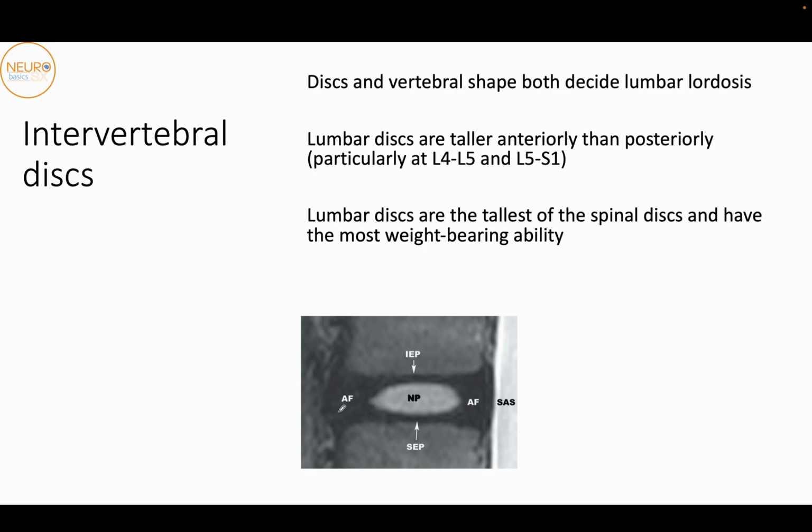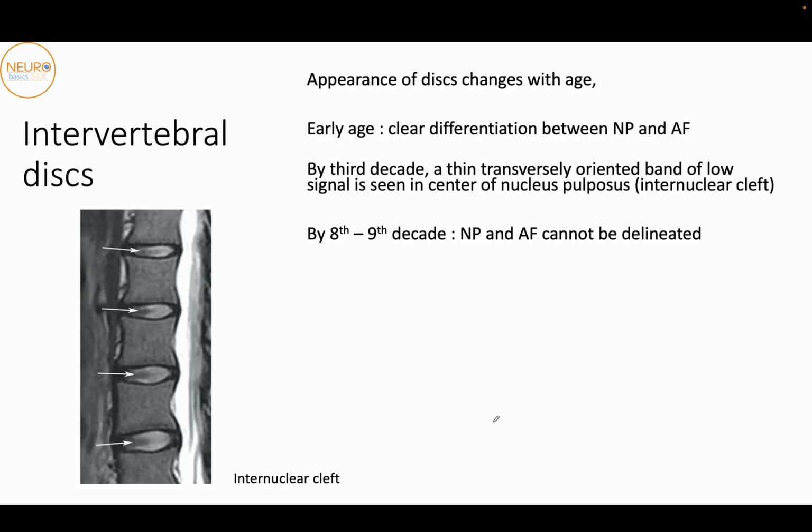We know that lumbar lordosis is provided by the intervertebral discs also. So the discs are going to be taller anteriorly than they would be posteriorly. And when it comes to lumbar discs, they are the tallest within the spinal canal, and they have the most weight-bearing ability. These appearances will change with age.